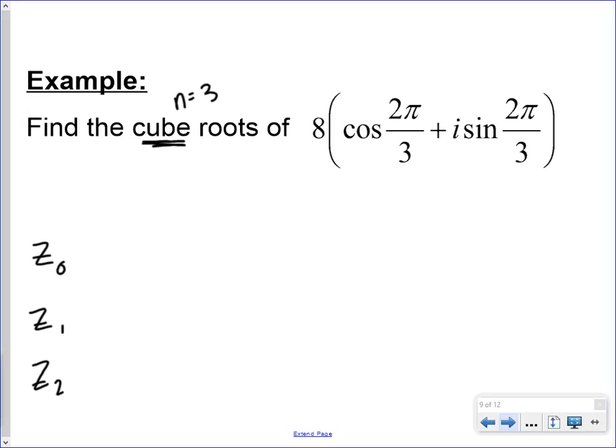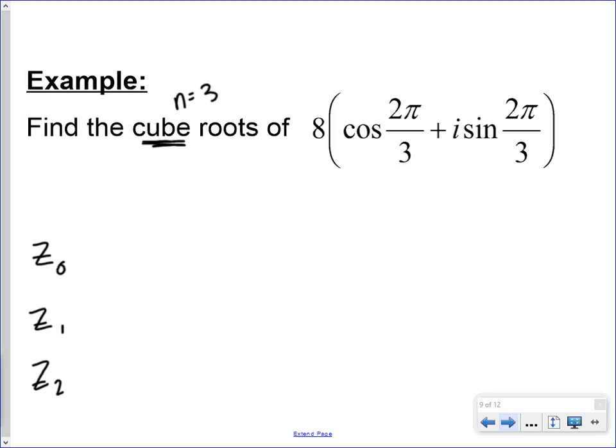Okay, so we want to find the cube roots, which look out for that. That's n, right? That's giving you the value of n, but it's listed as a word instead of a number. So we see cube and we know that n is equal to 3, which means the values of k for which we're going to do this formula would be k equals 0, k equals 1, and k equals 2. That's my n minus 1. 3 minus 1 is equal to 2.